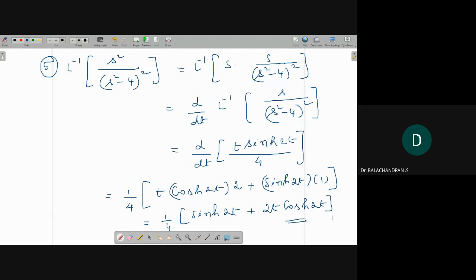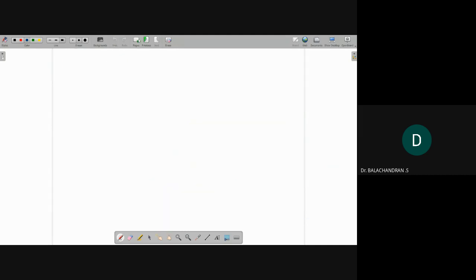So this is the final answer. So next problem, L inverse of (s minus 3) whole square divided by (s square minus 6s plus 5) whole square. So first, I should write the denominator in the form of s square plus a square or s square minus a square.